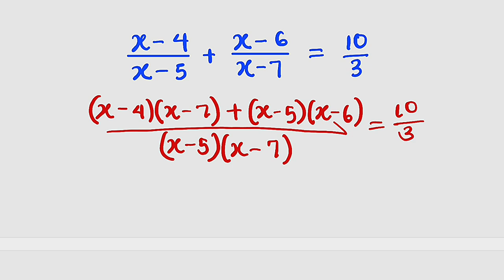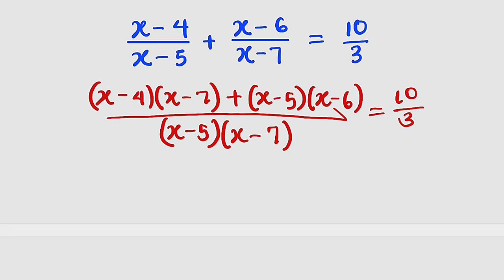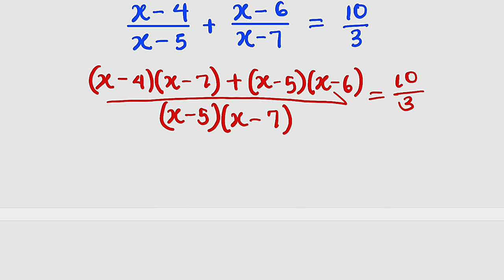So now let us expand this parenthesis, this and this. Let's start with the first two. If you can remember your quadratic expression, you take x, you multiply by x, that will give us x squared. Then you add the constants together. If you add this, you get negative 11x. Then you multiply the constants, you get positive 28.